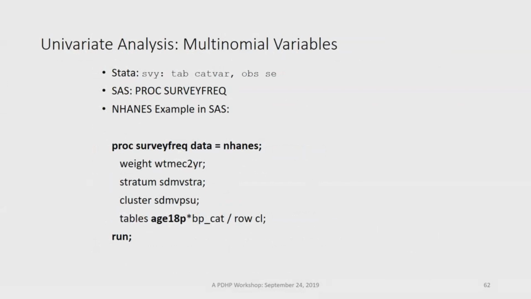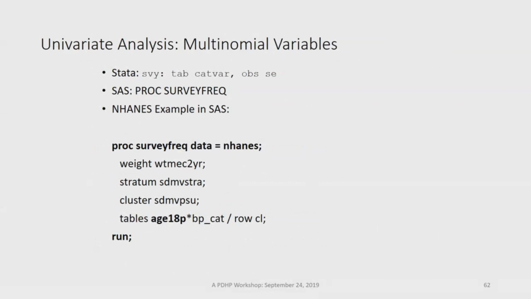Okay, another point about this code. For whatever reason, of all the survey procedures in SAS, SURVEYFREQ does not include a domain statement. Another head-scratching thing, but it is what it is. So if you want to do subpopulation analysis within PROC SURVEYFREQ, the domain variable has to come first in the TABLES statement. Age 18 plus in this case is my domain variable. I have to list it first in the TABLES statement before the rest of my table variables. So that's just an idiosyncrasy for SAS users to be aware of.